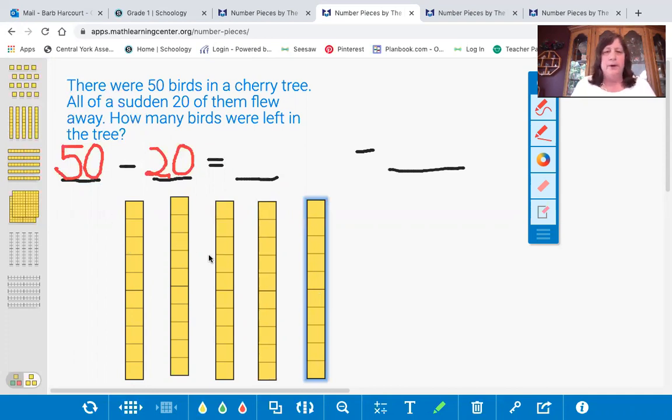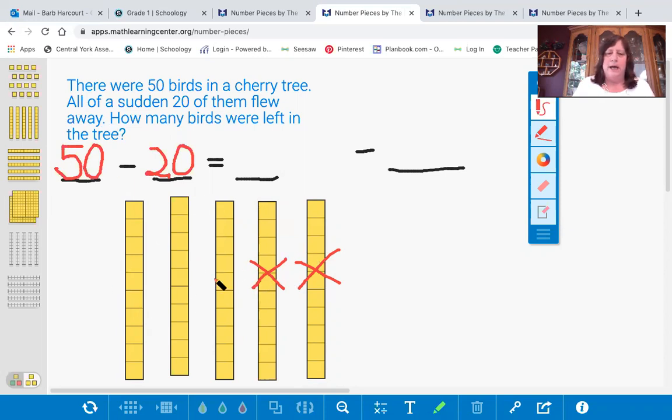Starting with 50 birds in the tree, all of a sudden 20 of them flew away. How did we say we can show flying away or disappearing or going away? Just X them out and we won't count them. 10, 20. So we have 50 minus 20 equals what?